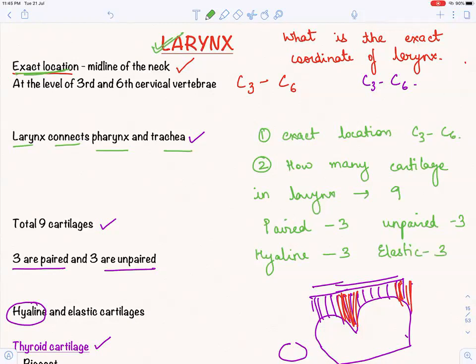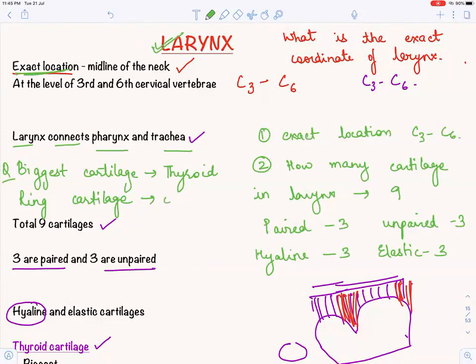Now I'll ask some questions. You just tell me, which is the biggest cartilage? Cricoid, thyroid, arytenoid, cuneiform, corniculate: thyroid. And question 2, which is a ring-like cartilage? Thyroid, cricoid, arytenoid, epiglottic: cricoid cartilage.